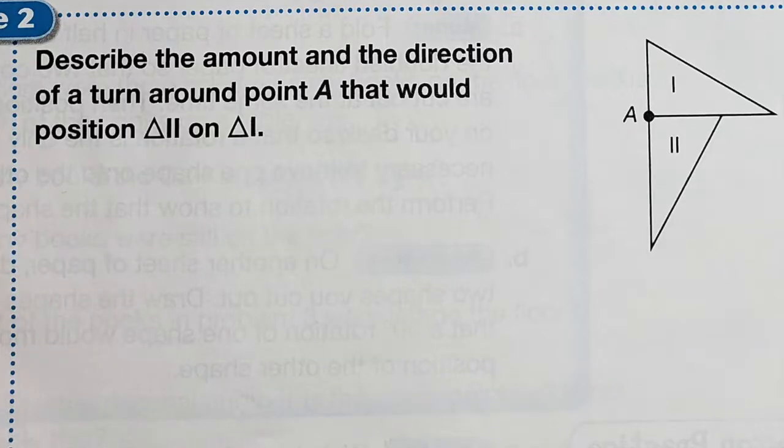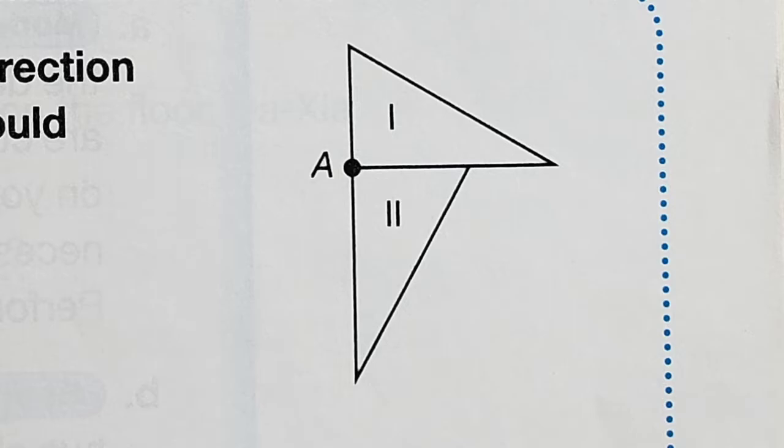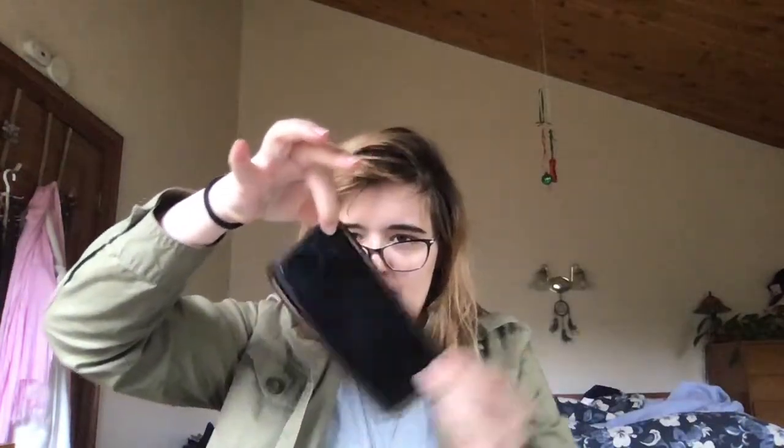Number 2, describe the amount and the direction of a turn around point A that would position triangle 2 on triangle 1. That little dot there where it says A, that is point A, and we are going to be moving triangle 2, the one on the bottom, so that it is positioned on top of triangle 1, the one that kind of looks like a shoe. We're not moving point A at all. It's still hinged onto point A, like when I was doing with my phone, like this is the hinge point. It does not move from that point, really.